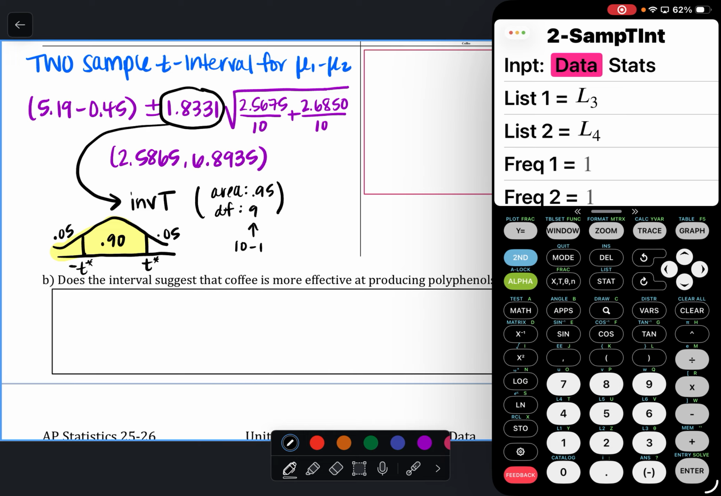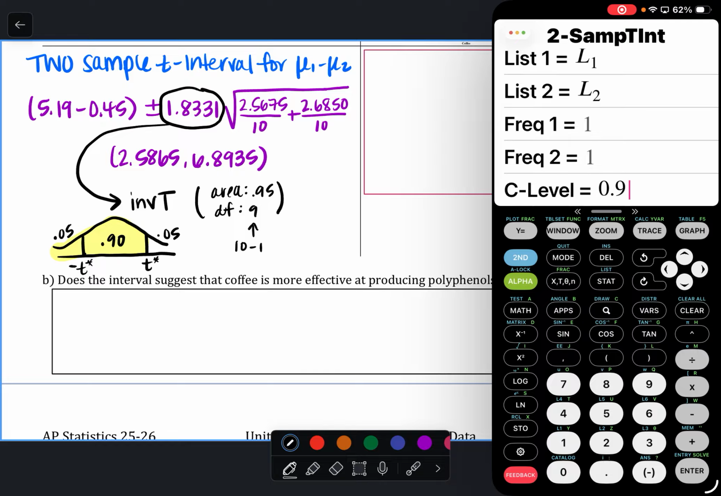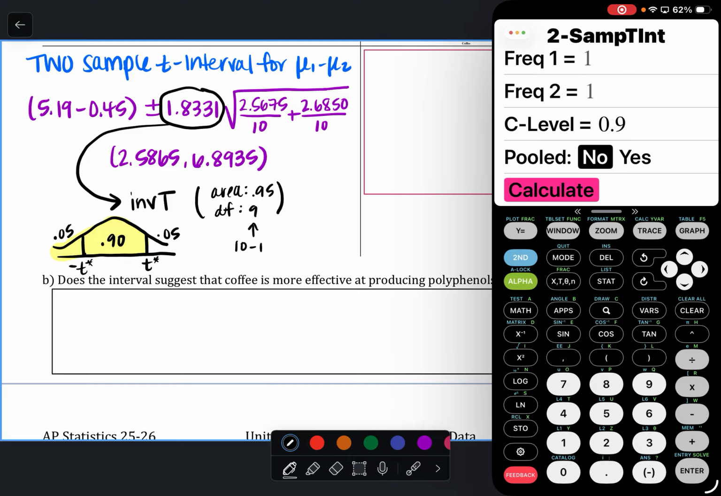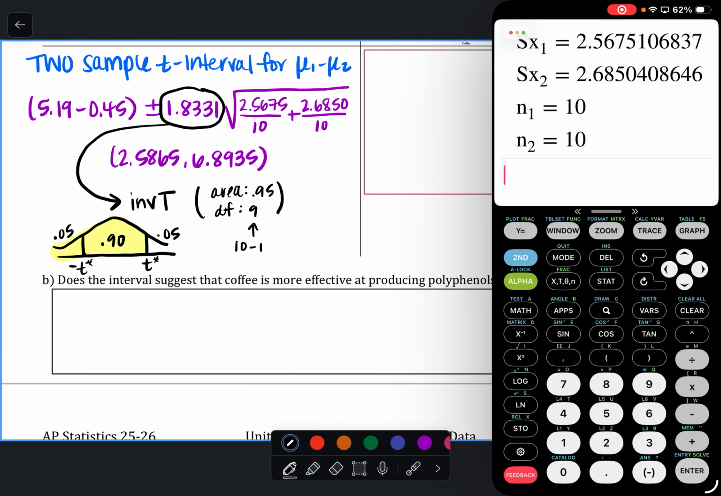And then you have the options we did for the 1 sample. You either have data or you have stats. Stats would be the question gives you summary statistics. And then I'm going to change mine back to L1 and L2. Oops, not L5, L2. And then you should leave your frequencies at 1. We're going to keep our confidence level. If yours says 0.95, change it to 0.9. And then you want to say no to pooled. We will say no to pooled for everything related to confidence intervals for these. And then we hit calculate.